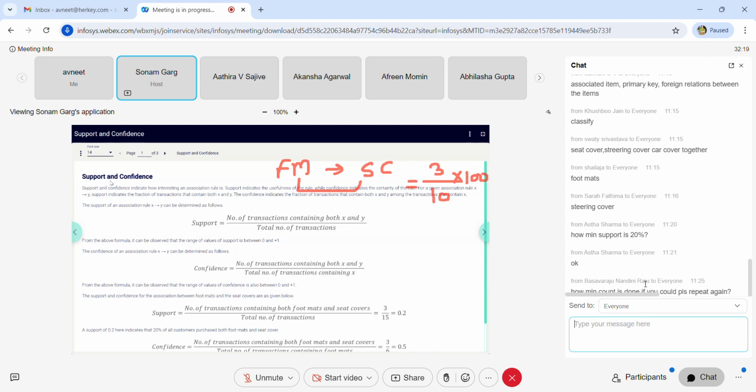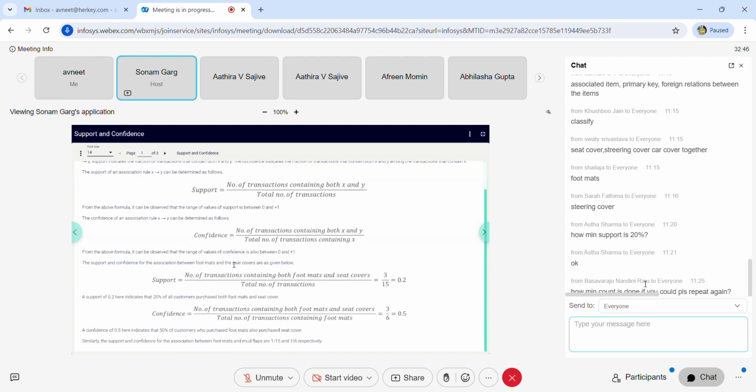So now confidence is another metric to answer these types of questions. Confidence finds the number of transactions which contain both X and Y, that is 3, divided by the total number of transactions which contained only X. Here also an example is given, we'll see that same example. Now look here, for the example, the association between foot mat and seat covers, whether they will be purchased together. If foot mat is purchased, will seat cover be purchased or not?